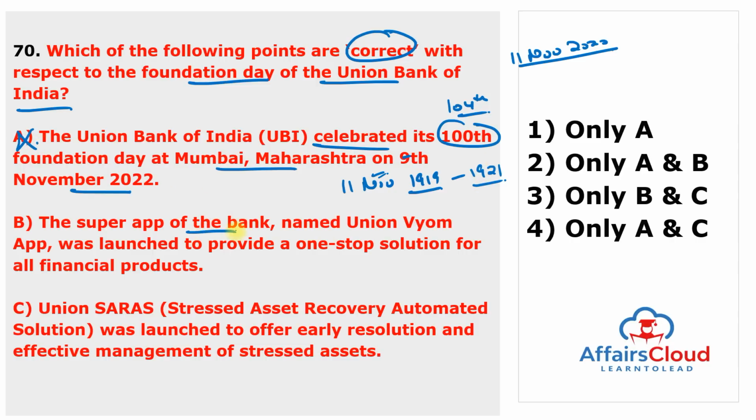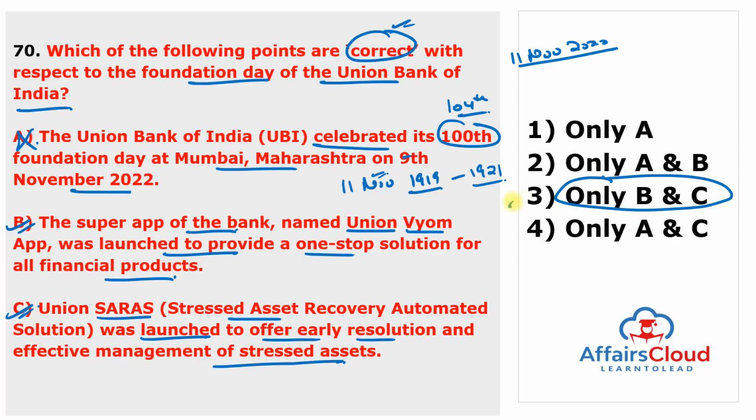The super app of the bank named Union Vyom app was launched to provide a one-stop solution for all financial products. This statement is true. Next is Union Saras, or the Stress Asset Recovery Automated Solution, was launched to offer early resolution and effective management of the stress assets. This statement is also true. So the correct statements are B and C. So answer of this question is 3.